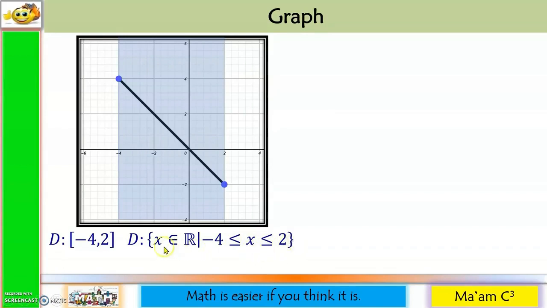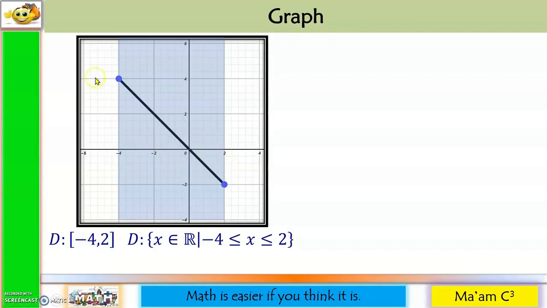So this is read as x is an element of real number such that x is less than or equal to 2, but greater than or equal to negative 4. Meaning, your domain is from negative 4 to positive 2 only.